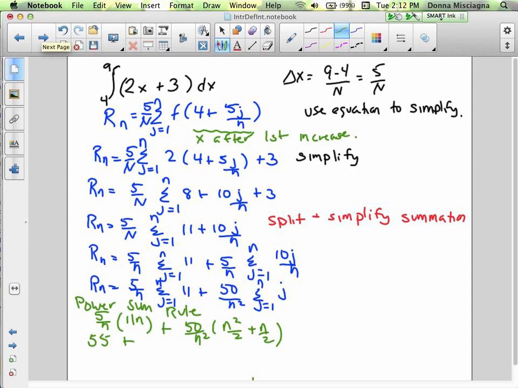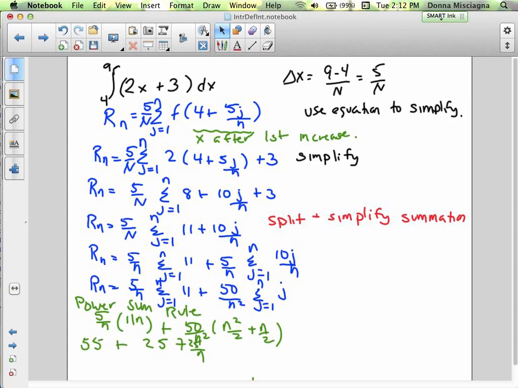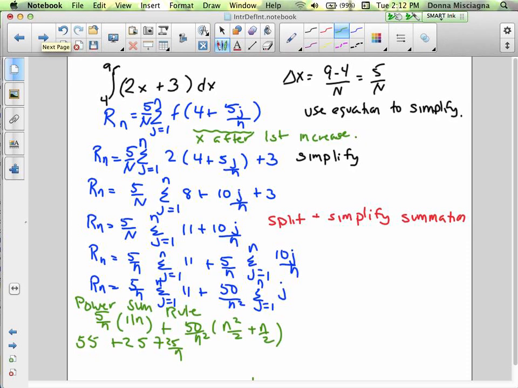Right, and then here again the n's will cancel. That'll be 25. And then we have 25 over n. We're running out of space here. Just move that over. Now we can combine the 25 and the 55. We should, right? Just numbers. Right? So now we're going to take the limit.